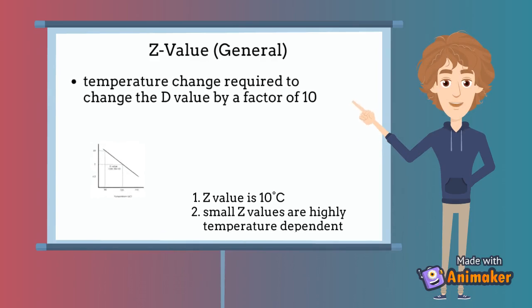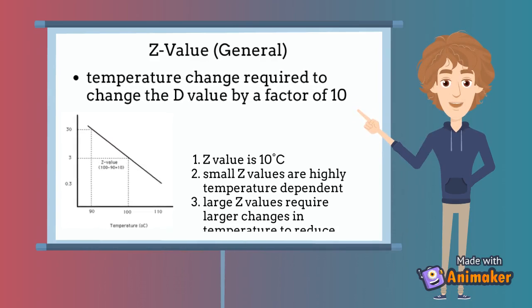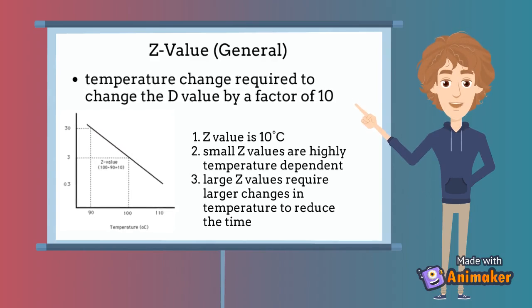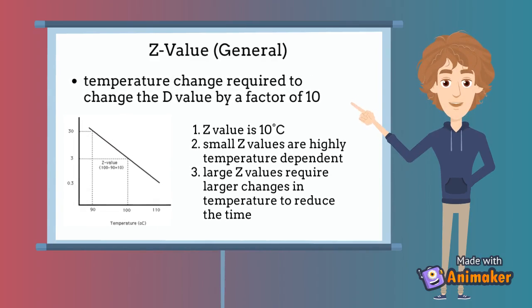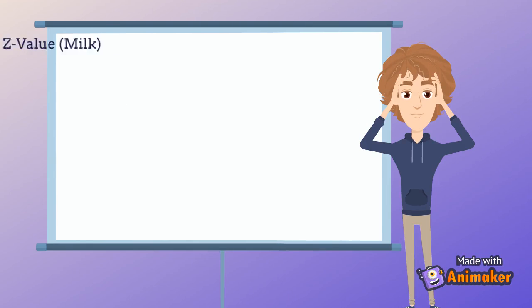Next, the Z value in general form. The Z value reflects the temperature dependence on the reaction. It is defined as the temperature change required to change the D value by a factor of 10. The reaction that have small Z value are highly temperature dependent, whereas those with the large Z value require larger change in temperature to reduce the time.